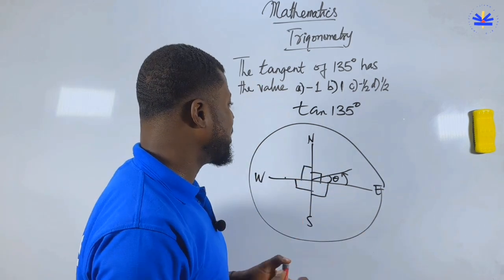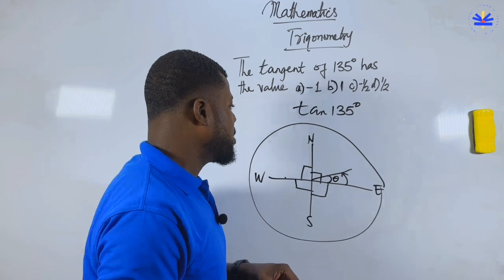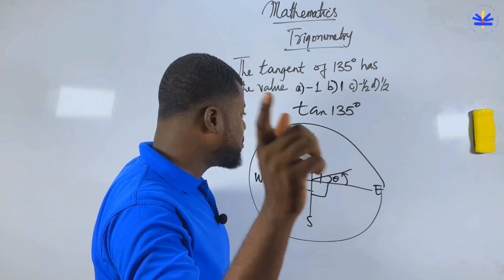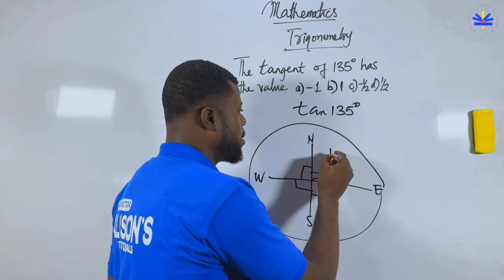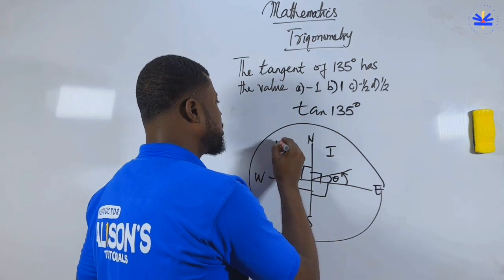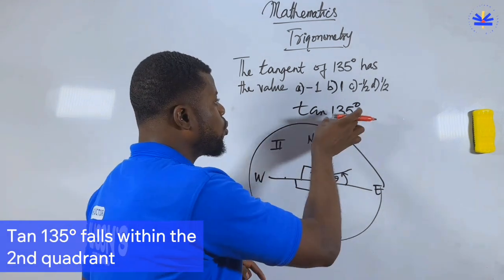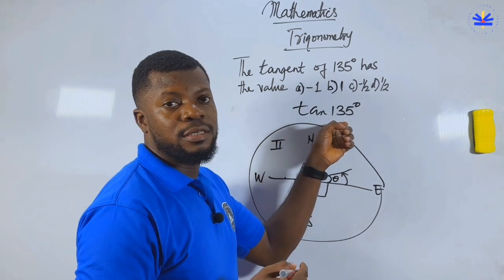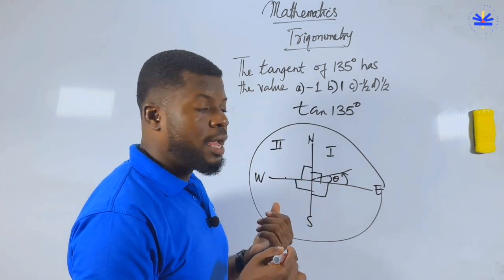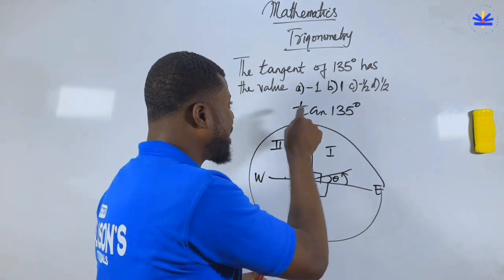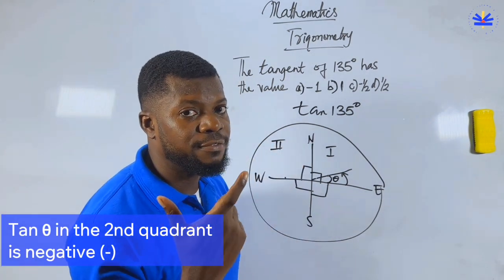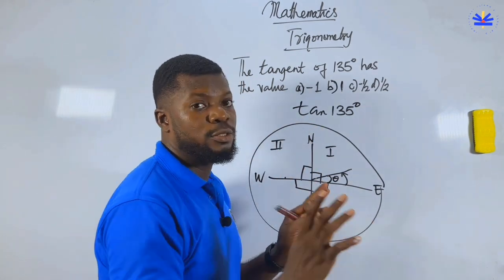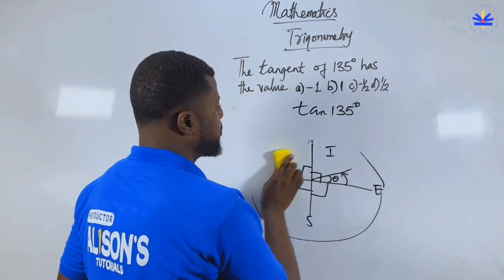All right, so with that being said, what I want you to know is that if theta is 135 degrees, it can never fall within the first quadrant, because the first quadrant is 90 degrees. This is the second quadrant, which is 180 degrees. So 135 falls within the second quadrant, and you have to subtract 135 from 180 degrees. And the last thing I want you to note is that tan theta in the second quadrant is negative. Write it down: tan theta in the second quadrant is negative. Those are the things I needed to explain with this quadrant before we solve this problem. Let's get into it.